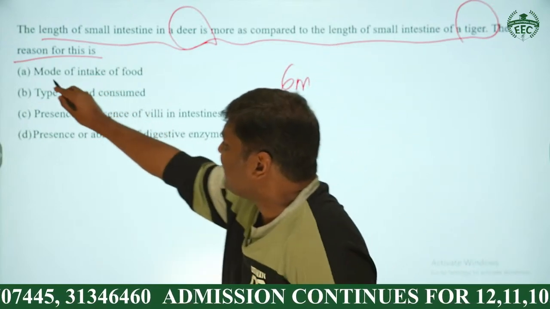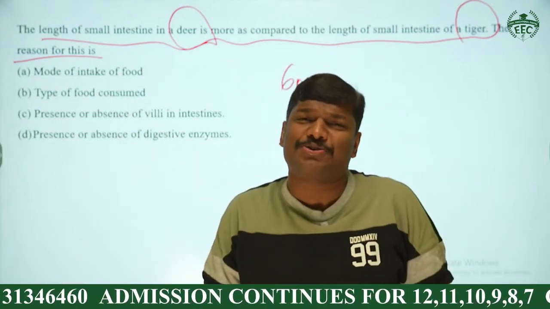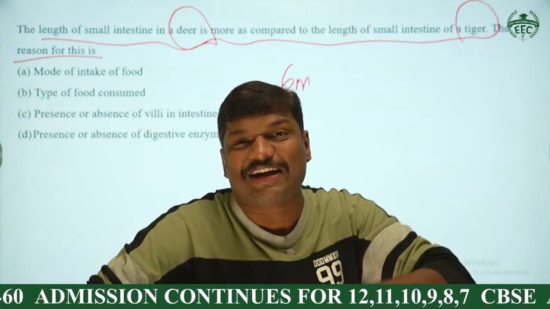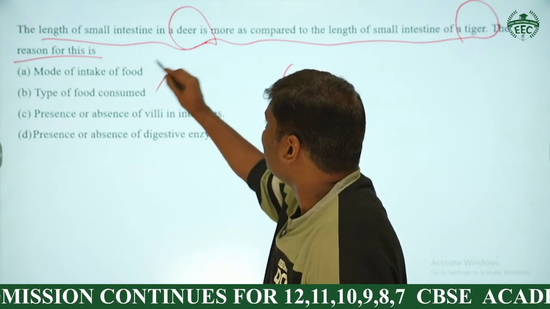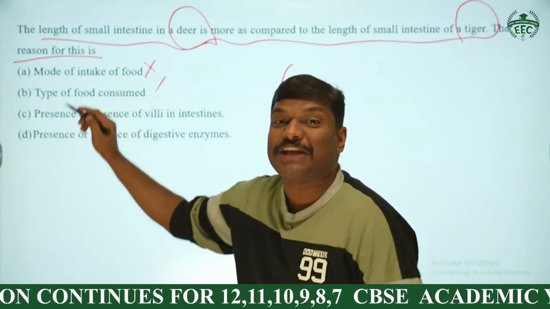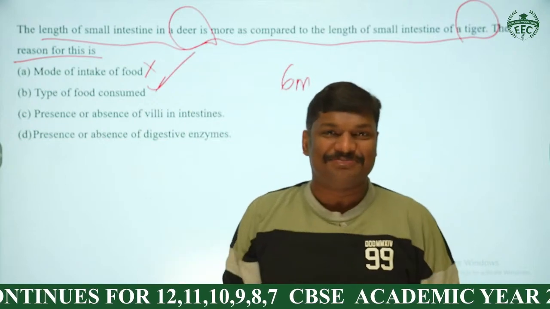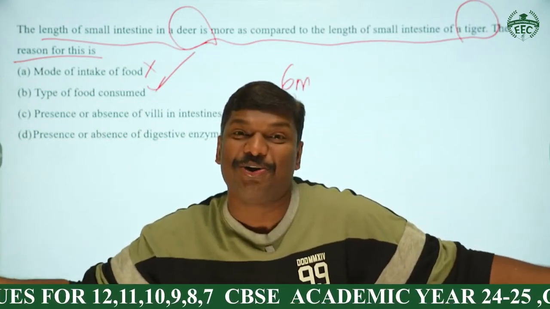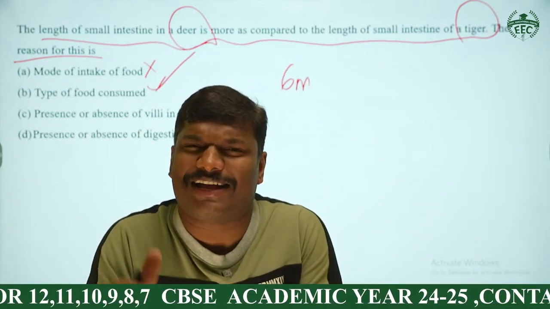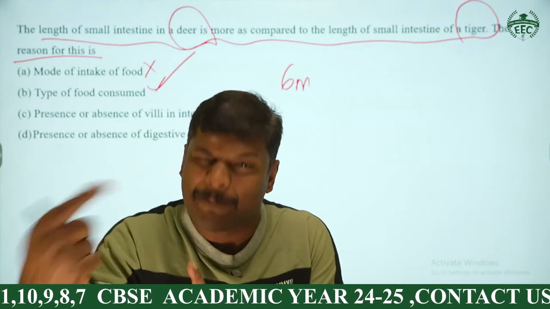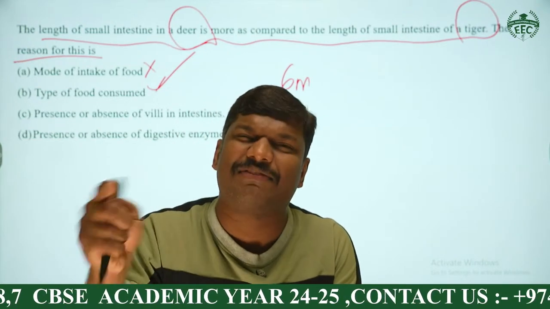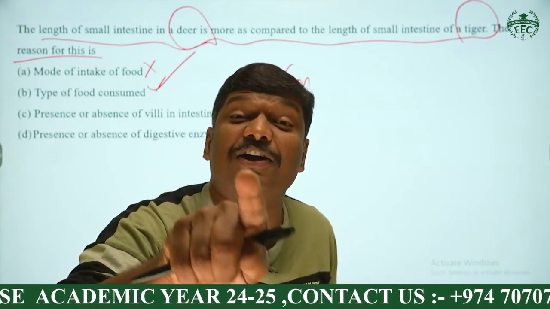So here you can see, is it the mode of intake? No, my dear student, mode of intake is not related to the intestine. It is not the mode of intake, but the type of food that matters. The deer, the herbivorous organism, is taking plants. Plants are made up of cell wall. Cell wall has cellulose. Cellulose is very difficult to digest.